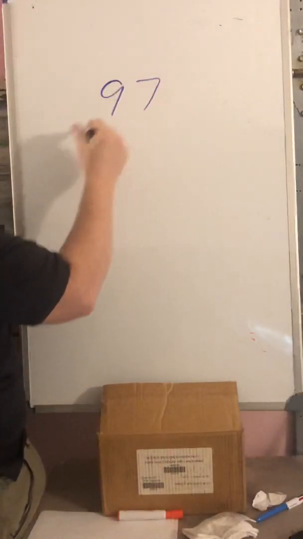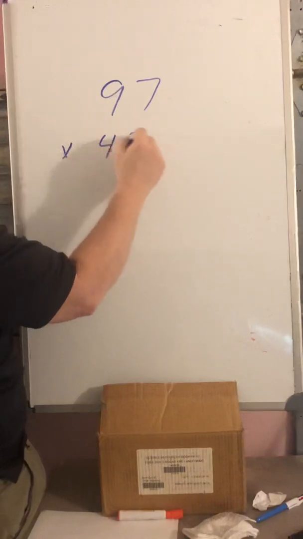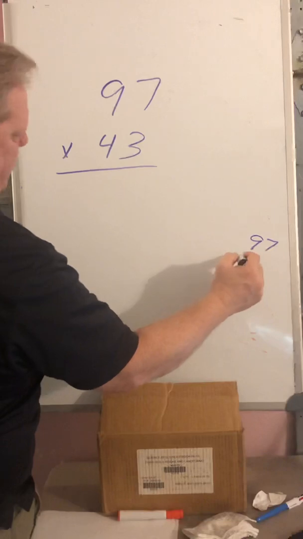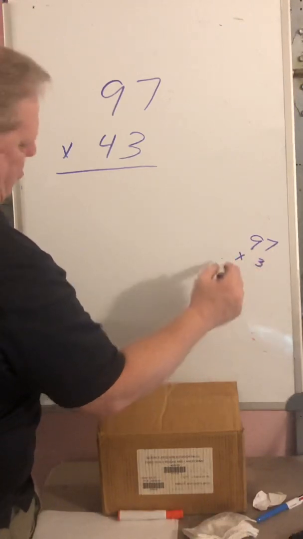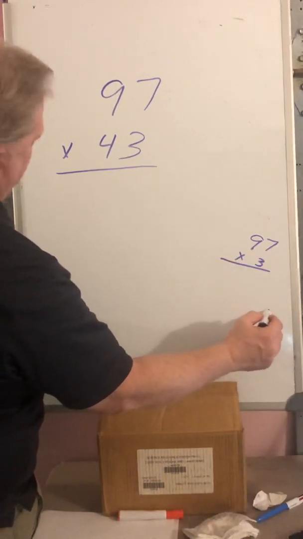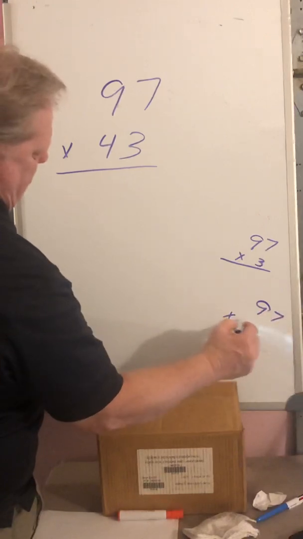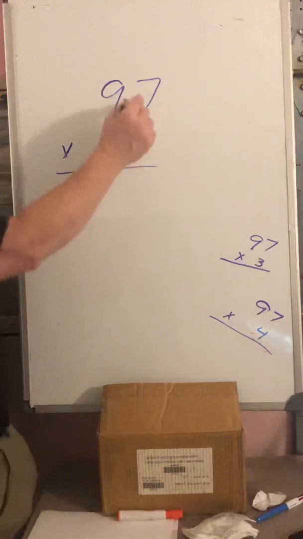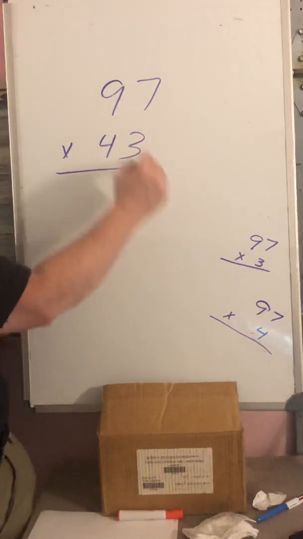All right, we're going to do 97 times 43. If you'd rather break it apart and make it a 97 times 3, a 2-digit by 1-digit, that's fine. Then you're going to go 97 times 4, and then put the problem back together. 3 times 7 is 21. Carry the 2.